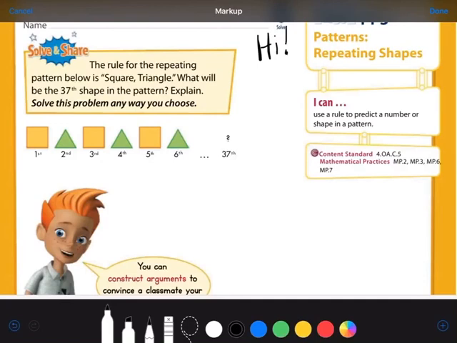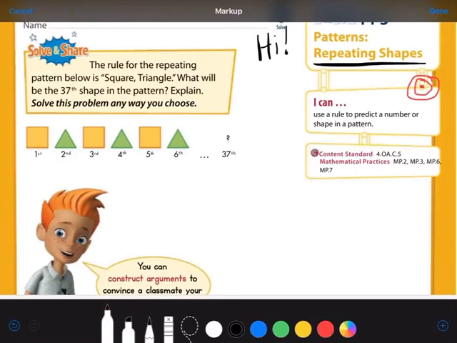Today we're going to be working on topic 14, lesson 3. Today we're doing patterns in repeating shapes. Our learning target today is, I can use a rule to predict a number or a shape in a pattern. All right, let's take a look at our solve and share problem today.